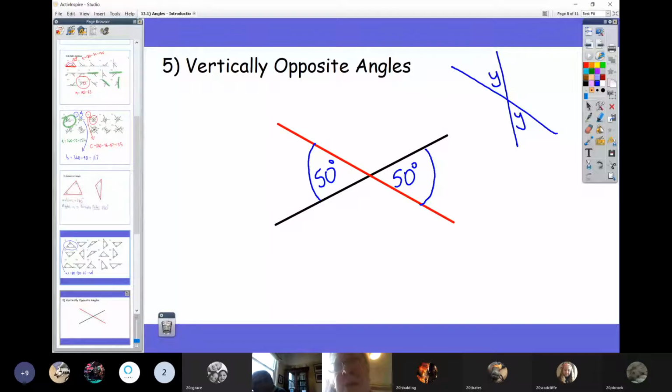So that's 5 rules we've come across. Angles about a point total 360, rule 1. Rule 2, angles in a straight line total 180 degrees. Rule 3, a right angle is 90 degrees. Rule 4, angles in a triangle total 180 degrees. And rule 5, vertically opposite angles are equal.